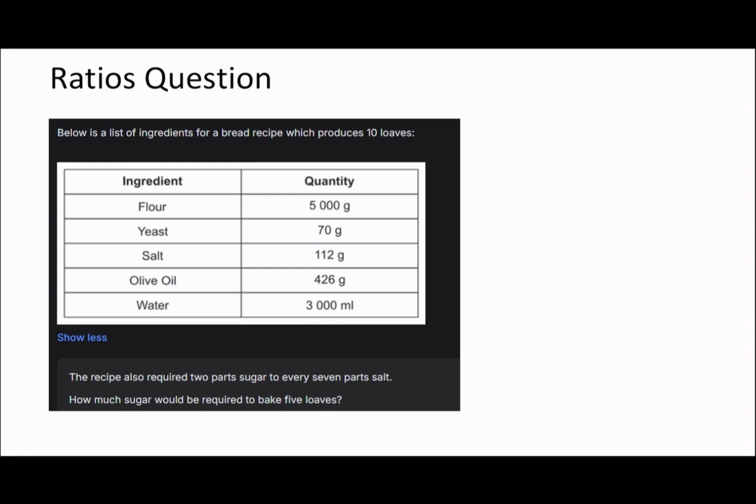Okay. So the recipe also required 2 parts sugar to every 7 parts salt. How much sugar will be required to bake 5 loaves? So when I read this question, these are some of the key ideas that I'm trying to understand. So 5 loaves, so I'll see up here that it requires 10 loaves, right? And it gives us a value for salt and they're asking us for sugar. And they've told us sugar to salt is 2 to 7. And we want to work out the amount of sugar, we have the amount of salt. We know it's 112, but that's for 10 loaves, so we need half of that, which is 56.